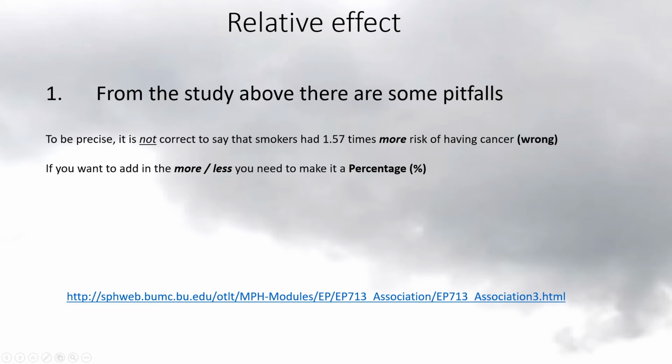But to be precise, it's not correct to say that smokers had 1.57 times more risk of having cancer. That's wrong. If you want to add the more or less, you just turn it into a percentage. Just keep that as a rule of thumb. Okay. Now, issues and confusions, as I was talking about beforehand.